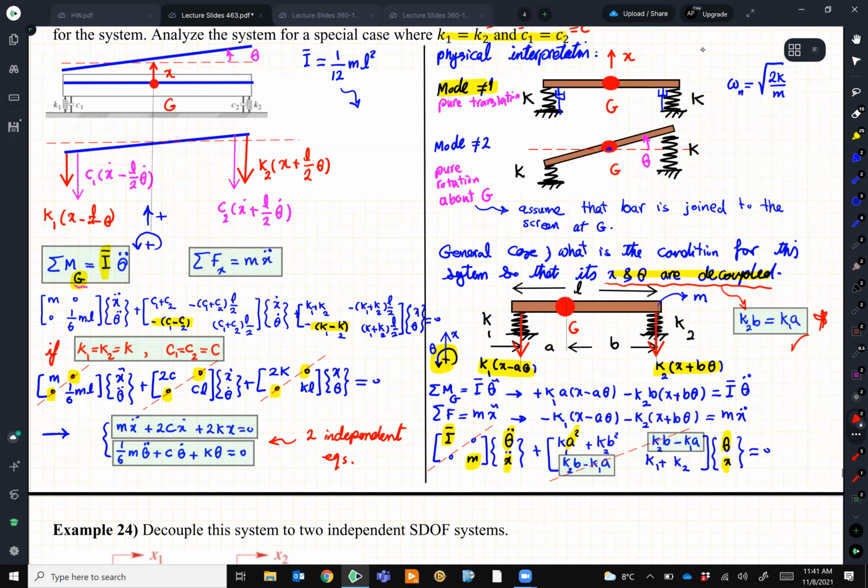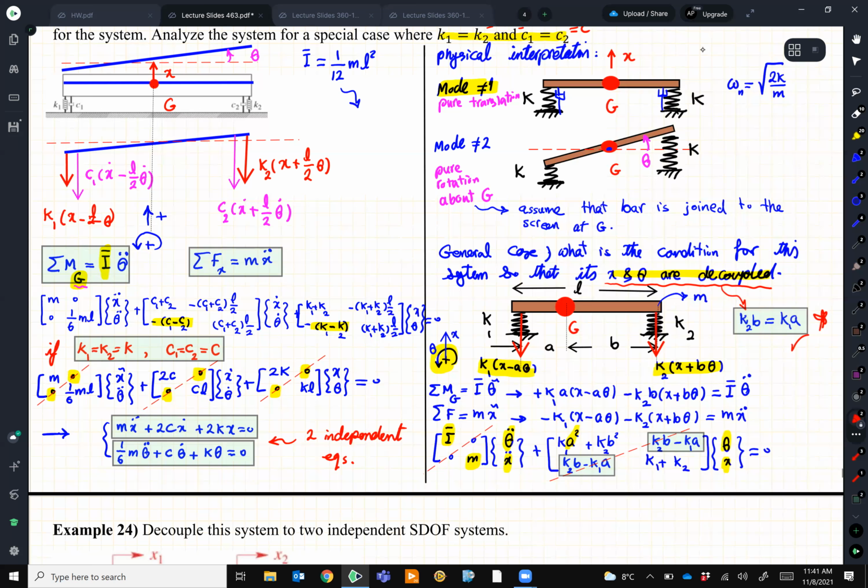Similar to this one, right now X and theta are principal coordinates. It means they make our mass and stiffness matrices decoupled. And physically, we know if we disturb one of them, it's not going to have any effect on the other one.